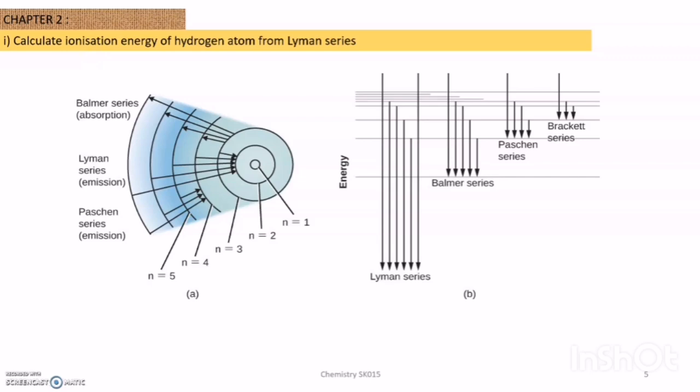You also can consider calculating the ionization energy for hydrogen atom for the Lyman series. So based on this diagram, you can discuss. When the emission drops to n equal to 1, this is considered the Lyman series, n equal to 1. If it drops to n equal to 3, we have the Paschen series, and the Balmer series drops to n equal to 2. For absorption, they move to the higher energy, they absorb to a certain level.